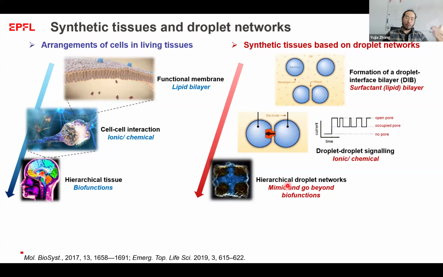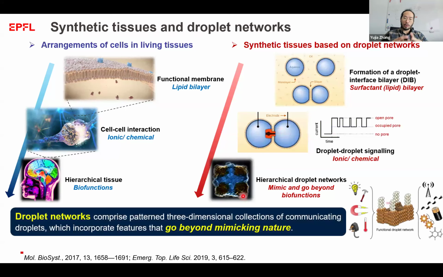We also have this droplet printing technique, and we can deposit thousands of aqueous droplets together to form a droplet network, which not only structurally but also functionally mimics natural tissue, our brain, for example. The goal is actually to achieve functionalities that go beyond mimicking nature.